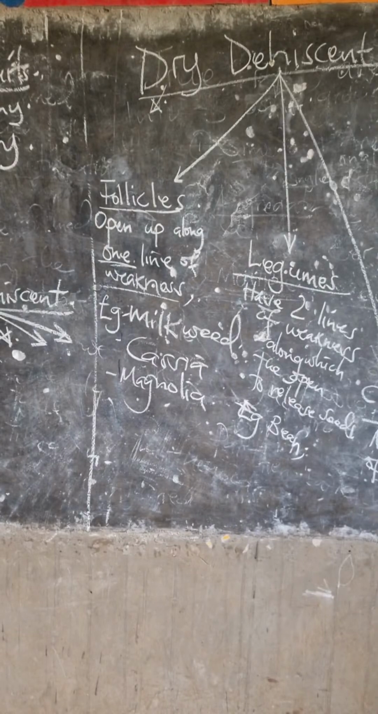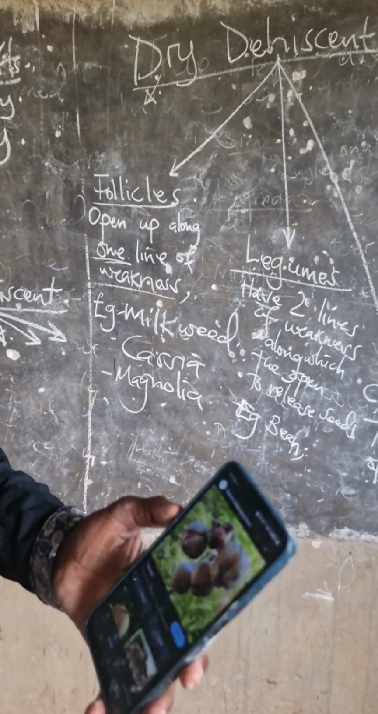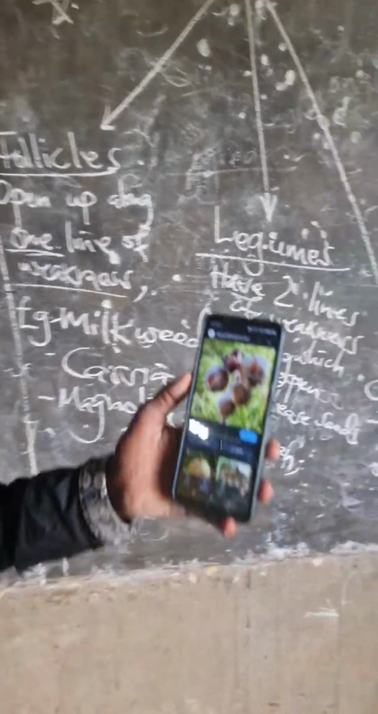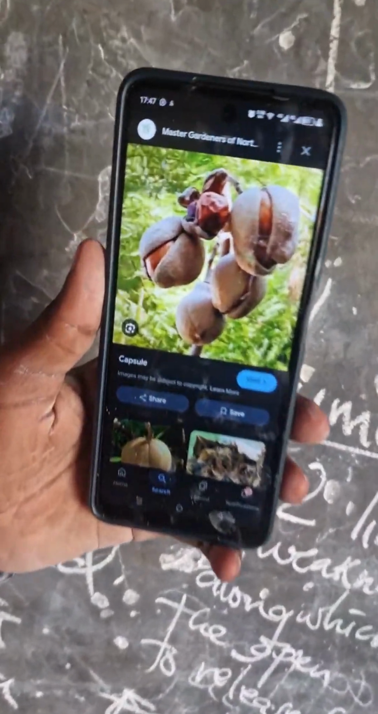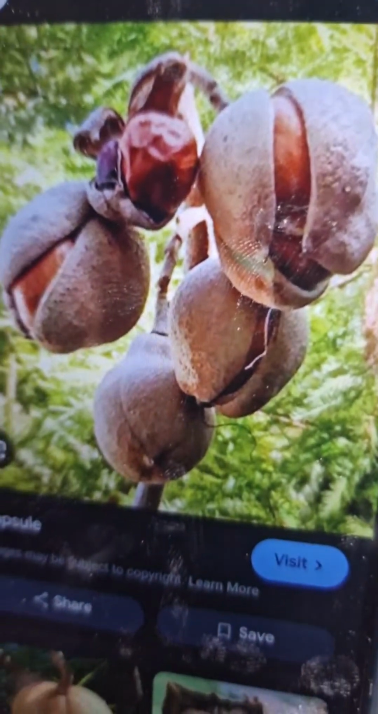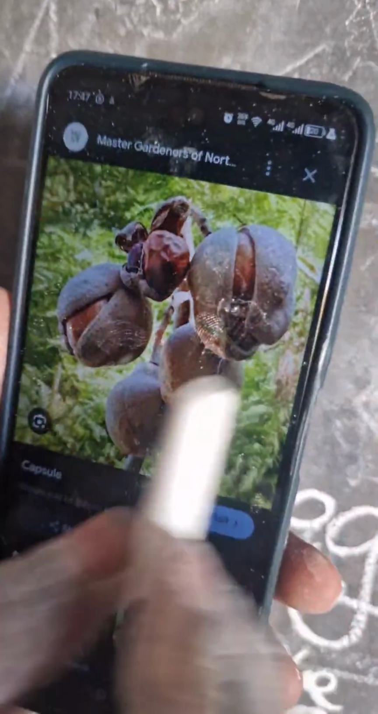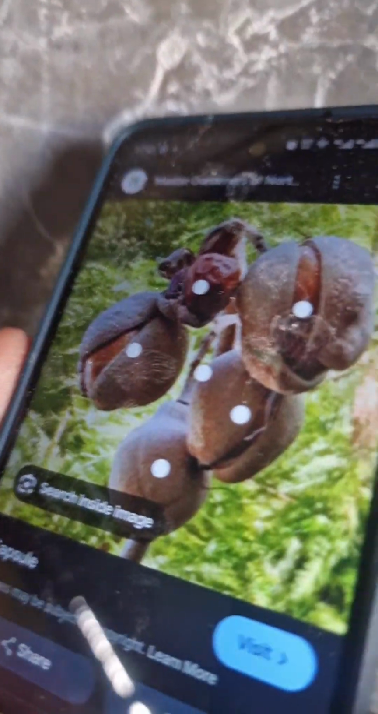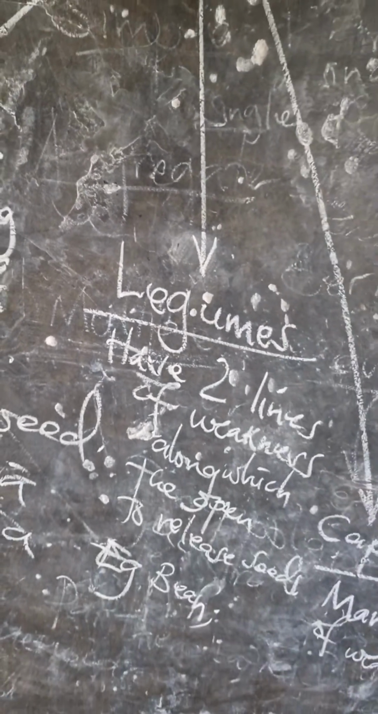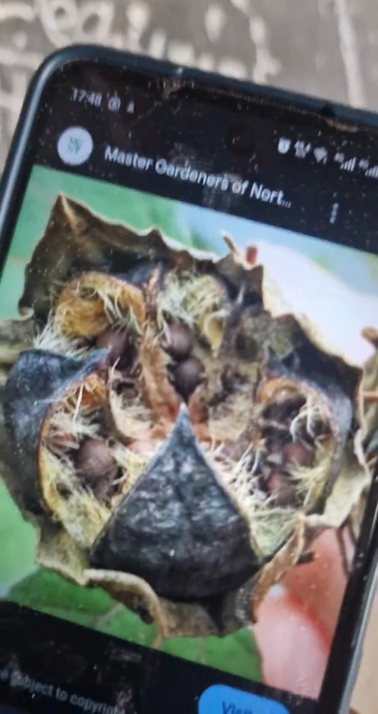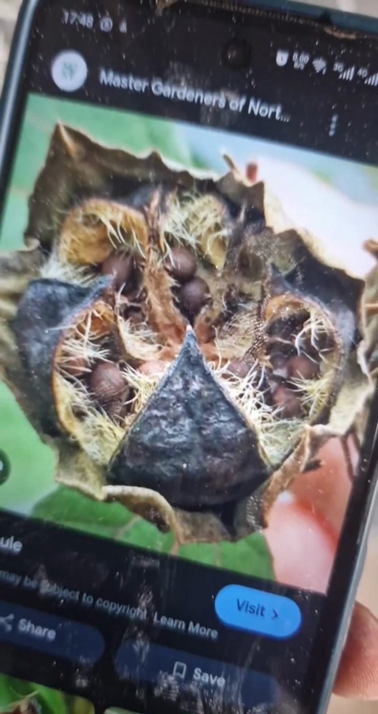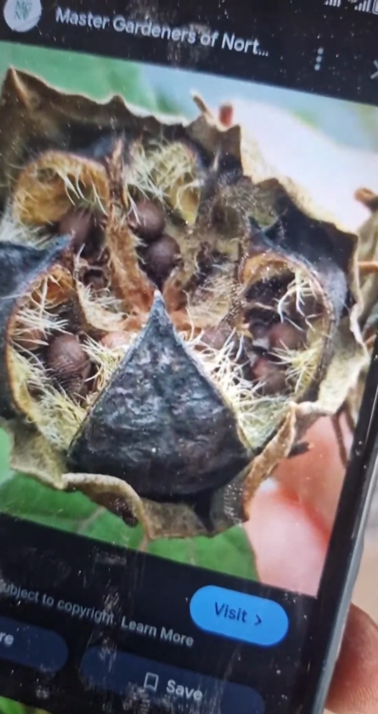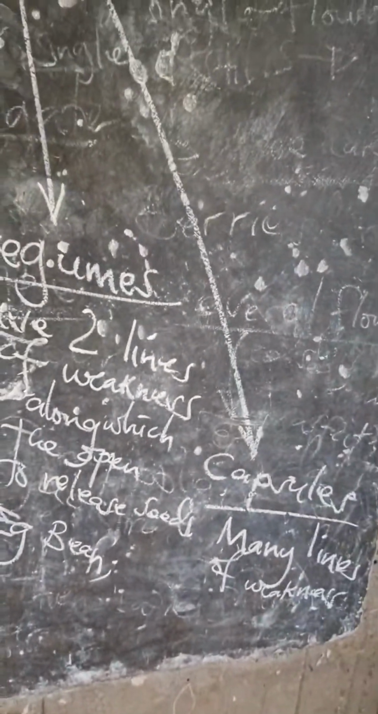So I want to show you. This is one of them. Hope you see that one. It has more than two. There is this line, there is this line, there is the other line. There are so many lines of weakness along which the fruit can open to release the seeds. Let me hope you see them. We can give many examples. This one is a good one. The fruit is opening very well. Let me hope you see that. There are very many lines of weakness opening up to release the seeds.